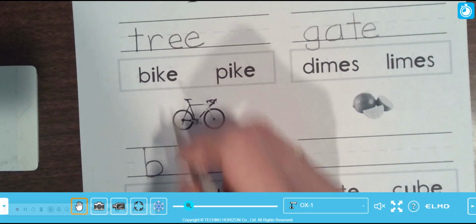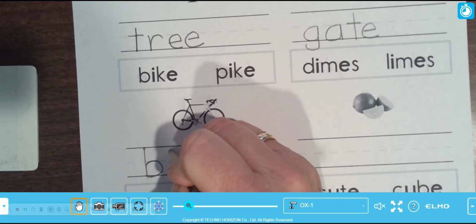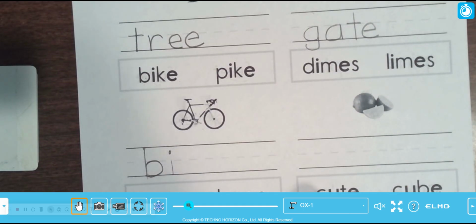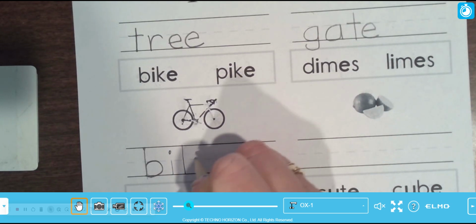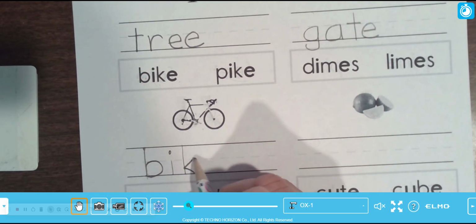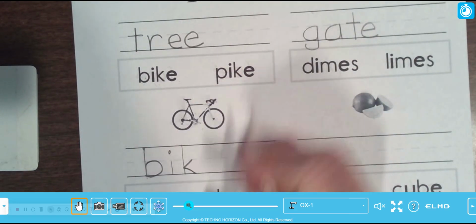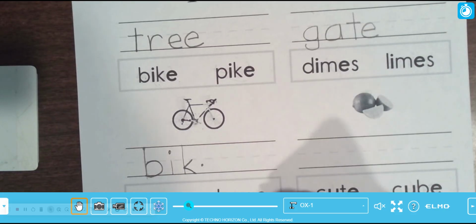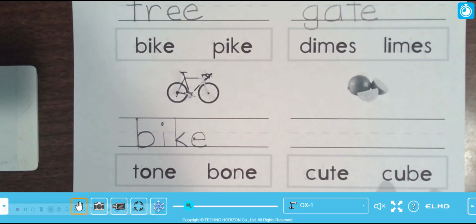Okay, the I is a small. Start at the dash line, go straight down, and then make the dot above it. Okay, now the K. Start at the top, down to the bottom, then at the dash line, go into the stick, down to the bottom. Okay, the E starts here. Underneath the dash line, go out, touch the dash line, goes down and turn. There's the word bike.